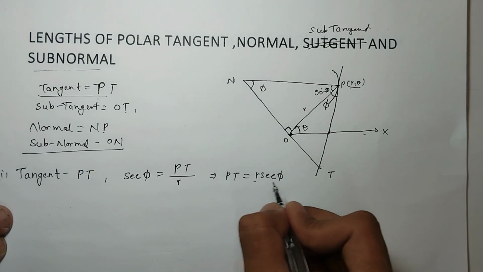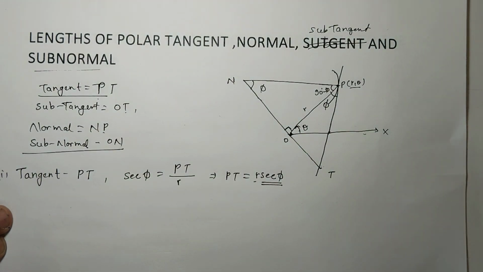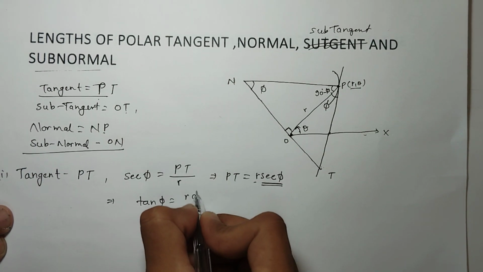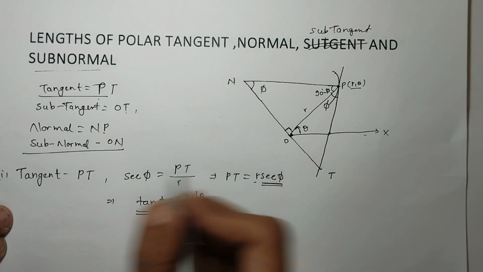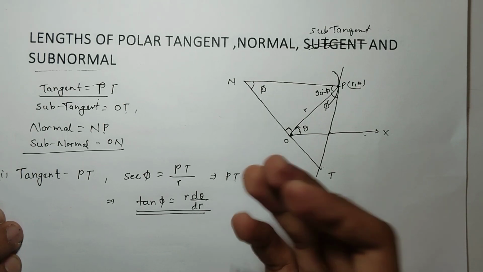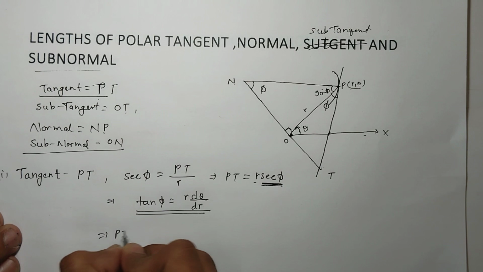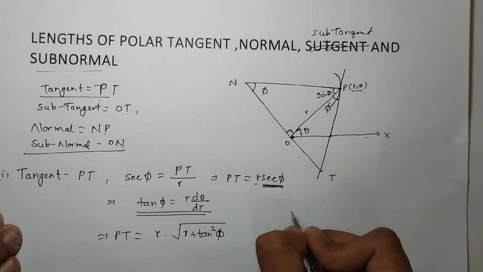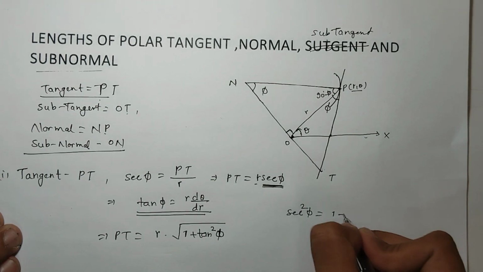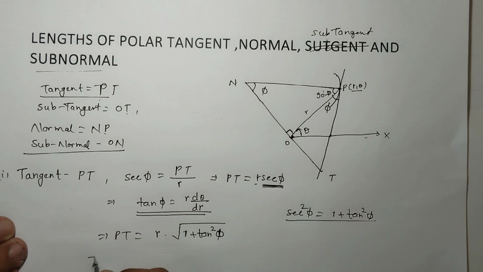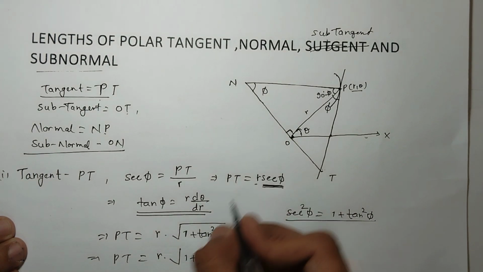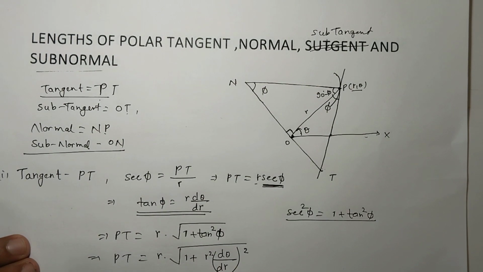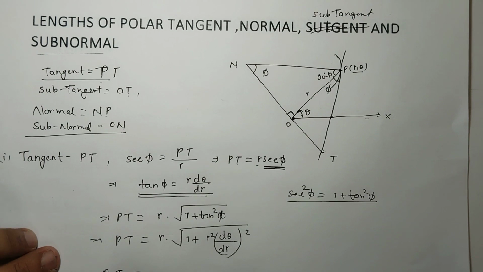Now we want a relation between r and theta, so we have to remove this phi and convert phi into r or theta. Then we know the value of tan phi, r d theta upon dr. We have seen this relation in the previous video. Now we convert sec phi into tan phi, because sec square phi is 1 plus tan square phi. Now we can put the value of tan phi here, 1 plus tan square phi, that is r square d theta upon dr whole square.